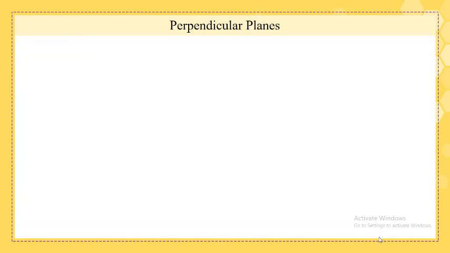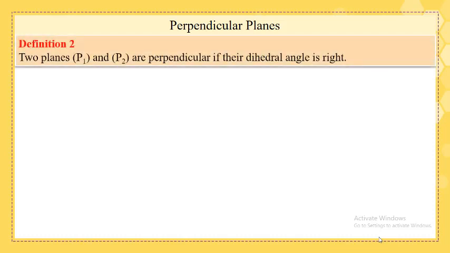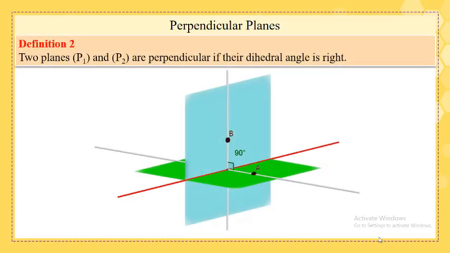Now moving on to our last objective, perpendicular planes. Definition 2. Two planes P1 and P2 are perpendicular if their dihedral angle is right, as you can see in the following example.